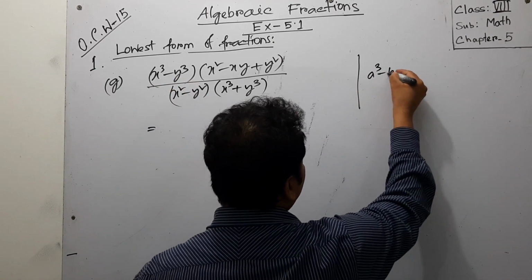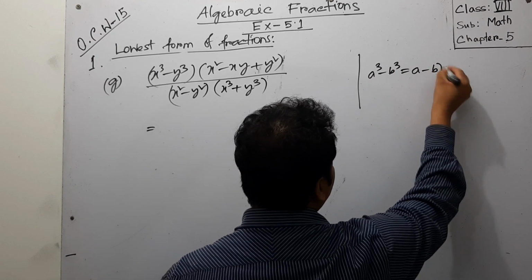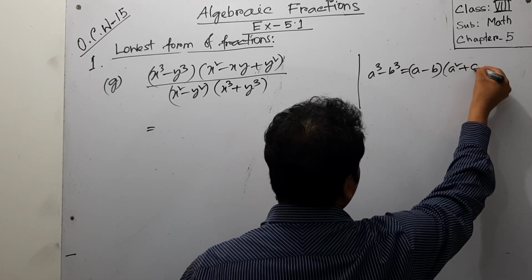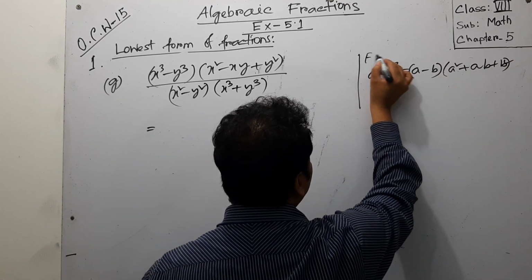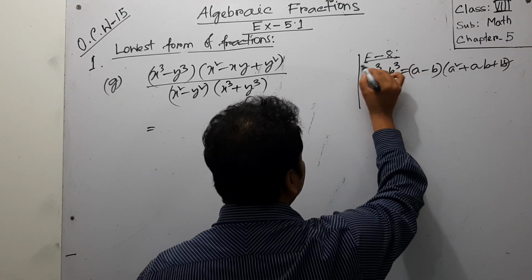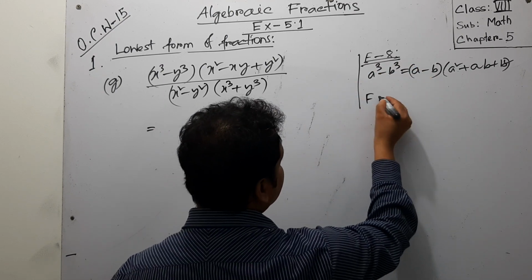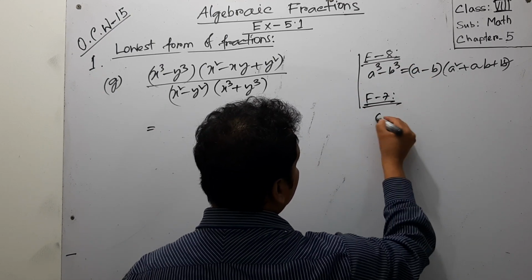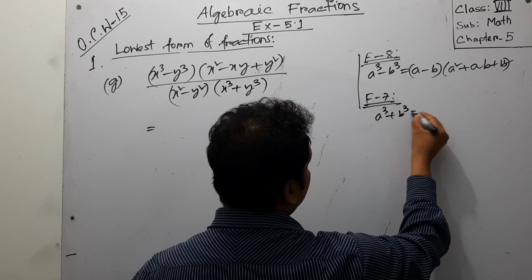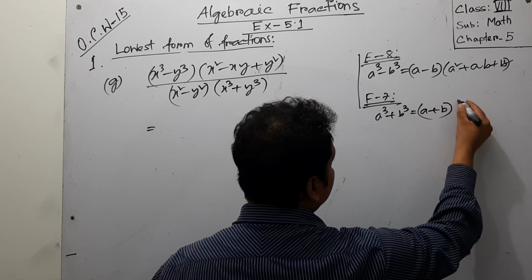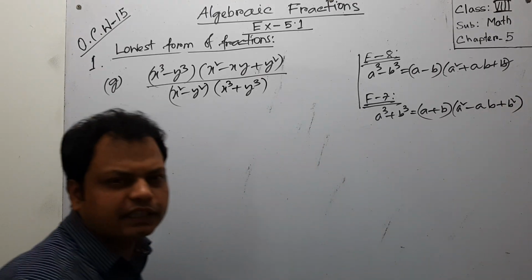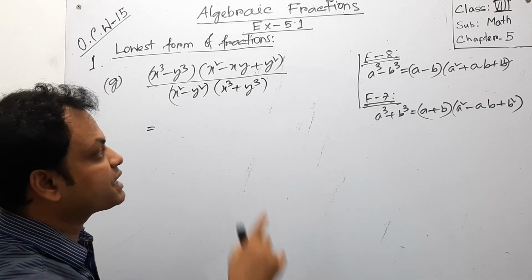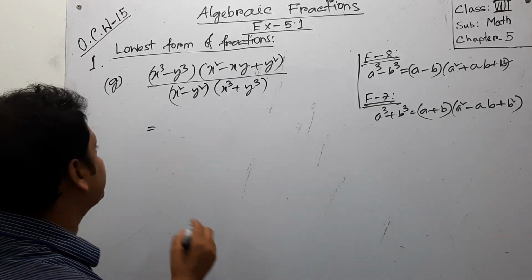We can use a cube minus b cube, then a minus b into a square plus ab plus b square. So this is formula number 8. And formula number 7, we know a cube plus b cube equals a plus b into a square minus ab plus b square. So by applying formula 7 and formula 8, we can find the factors.